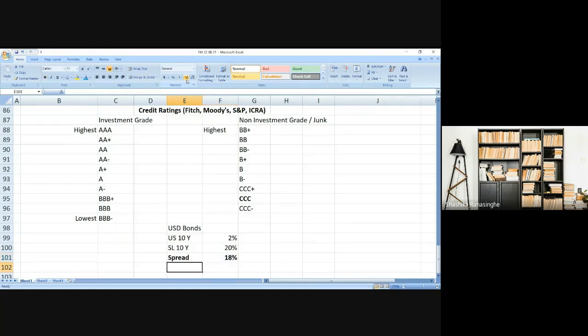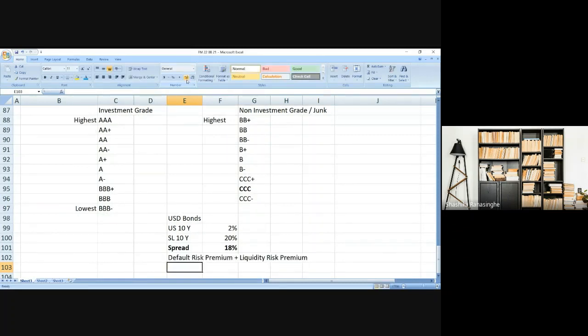The spread consists of default risk premium and liquidity risk premium. Default risk premium plus liquidity risk premium make up this 18%. This 18% consists of these two mainly.